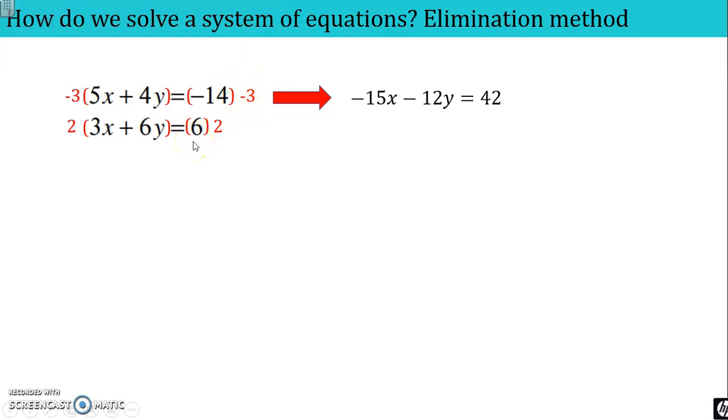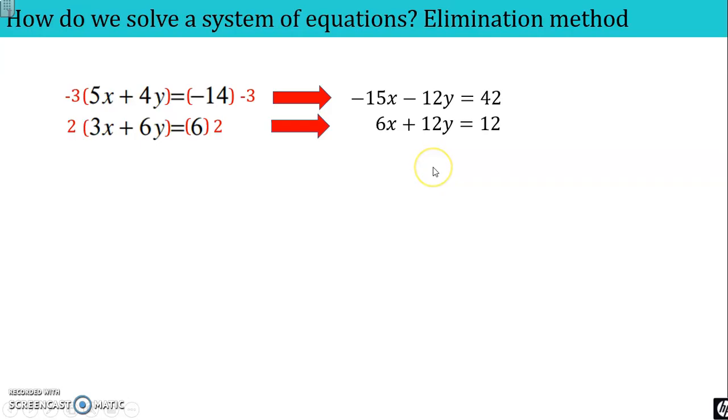The bottom equation is going to get multiplied by 2. That gives me this. Once again, all 3 terms were multiplied by 2. And you can see that we have achieved opposite coefficients in front of the y. That's awesome. That's what we wanted. You'll see in a second why that's so helpful.